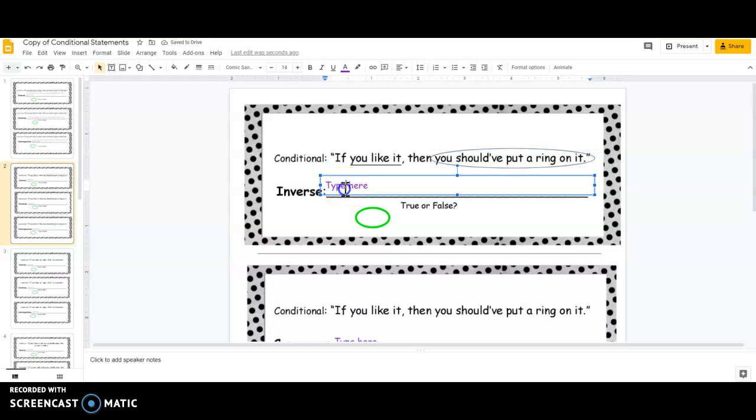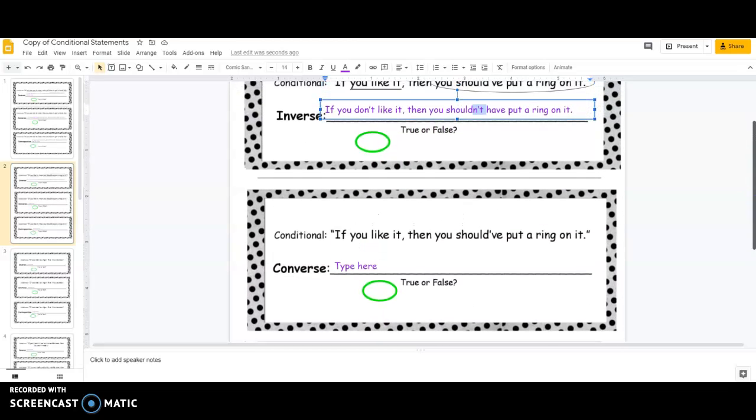And then my inverse is I am negating that. So if you don't like it, then you shouldn't have put a ring on it. So I'm negating it. So there's that don't and the shouldn't. So I'm saying the opposite of what's there.